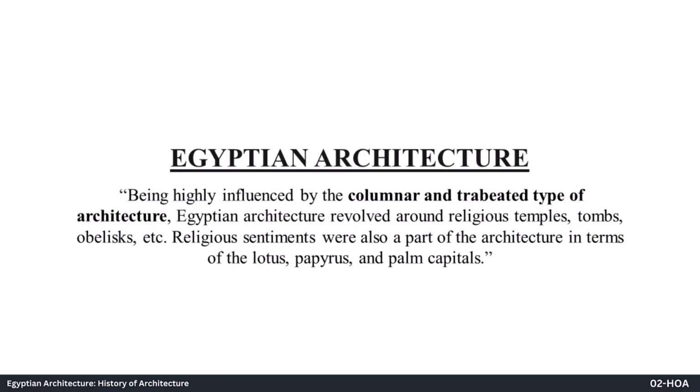Egyptian architecture. Being highly influenced by the columnar and trabeated type of architecture, Egyptian architecture revolved around religious temples, tombs, obelisks, etc. Religious sentiments were also a part of the architecture in terms of the lotus, papyrus, and palm capitals.